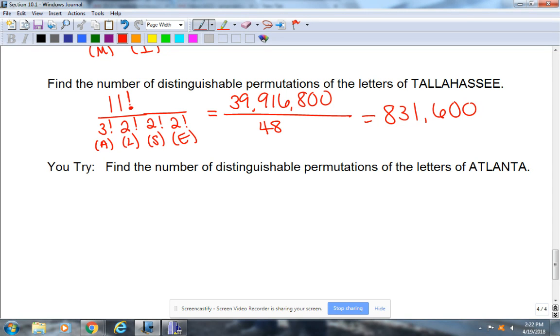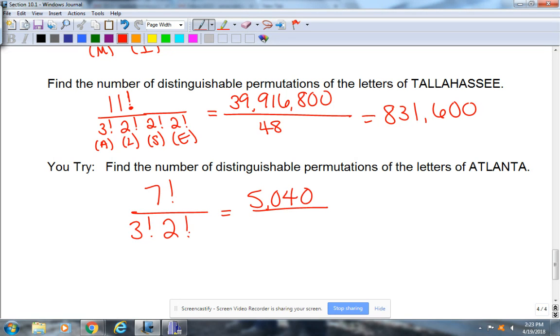So, how many total letters are in the word Atlanta? 7. So, it's 7 factorial. What letters are repeated? The A and the T. How many options do we have for A's? 3 A's and 2 T's. So, did y'all do 7 factorial divided by 3 factorial times 2 factorial? 5,040 divided by 12.